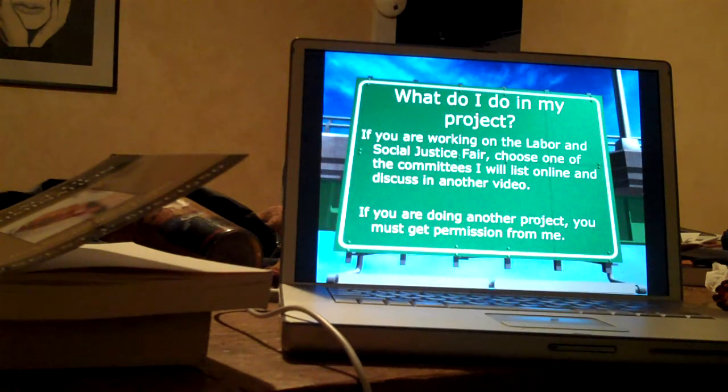A number of you have asked me, what do I do in my project? If you're working on the Labor and Social Justice Fair, I'm going to be putting up a list of committees, and then I'll be working with you to help you understand what directions you can go in, and I'll be giving you a lot of guidance, but also independence to work together with people from the community who are also going to be participating in this, and other students. If you're doing another project, you have to get permission from me.